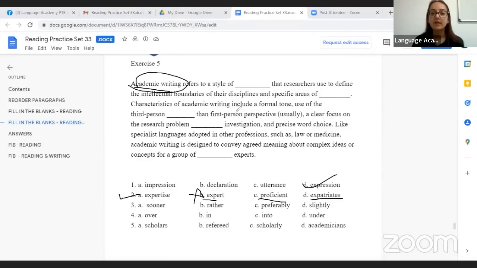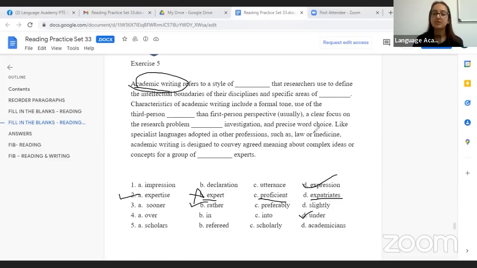Characteristics of academic writing include a formal tone, use of the third person dash than first person. So rather than is an easy collocation, a conjunction here, rather than first person perspective. A clear focus on the research problem dash investigation. If you just think what word we use with investigation, and we must have heard, this case is still under investigation. So we use under and investigation together. We don't say into investigation, under investigation.